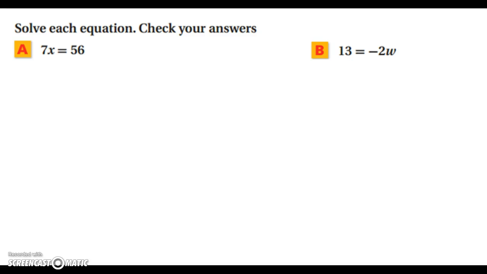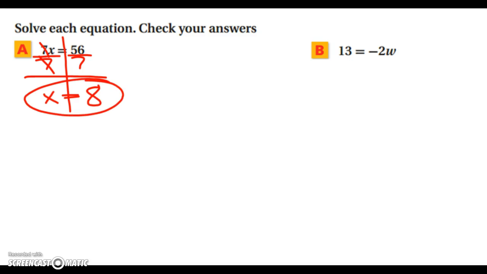If a variable is being multiplied by something, we're going to divide in order to figure out what the answer is. So 7 times x, what's happening to x? Well, I'm multiplying by 7, so I want to divide by 7 on both sides. 7 divided by 7 is 1, so we're left with just 1x, or just x equals 56 divided by 7, x equals 8.